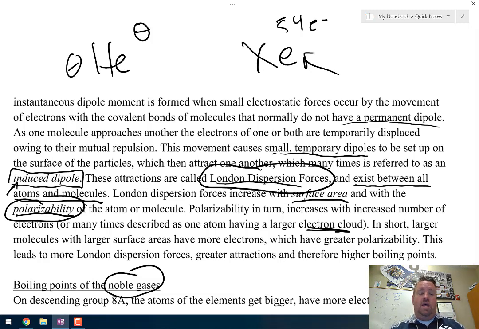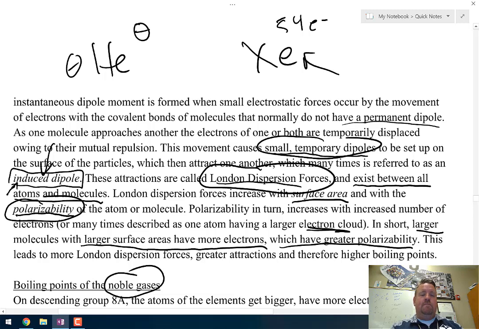So polarizability is, the more electrons there are, the more likely they are to be on one side of the atom or the other, which again creates that small temporary induced dipole, and therefore greater London dispersion forces. So the greater the polarizability, the larger the electron cloud. The larger the electron cloud, the greater the London dispersion forces are. In short, molecules that have larger surface areas have more electrons, which have greater polarizability. We're going to talk about surface area a little more in just a minute.